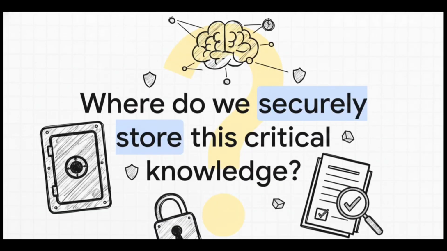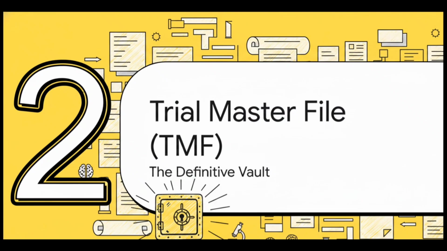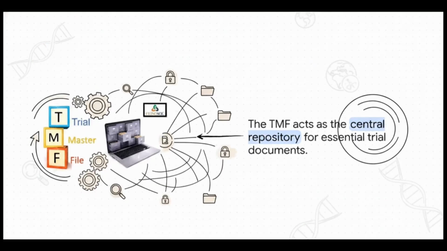Okay, so with all this heavy data and intense guidance packed into the IB, we gotta ask a logical question. Where on earth do we securely store all this critical knowledge? And maybe more importantly, how do we prove to regulatory auditors that we're actually following all these rules? Well, that brings us right to Section 2, the Trial Master File. This is our second pillar, the definitive vault of clinical research. Let's crack open the TMF and see how it builds the foundation for true transparency and reproducibility in these trials.